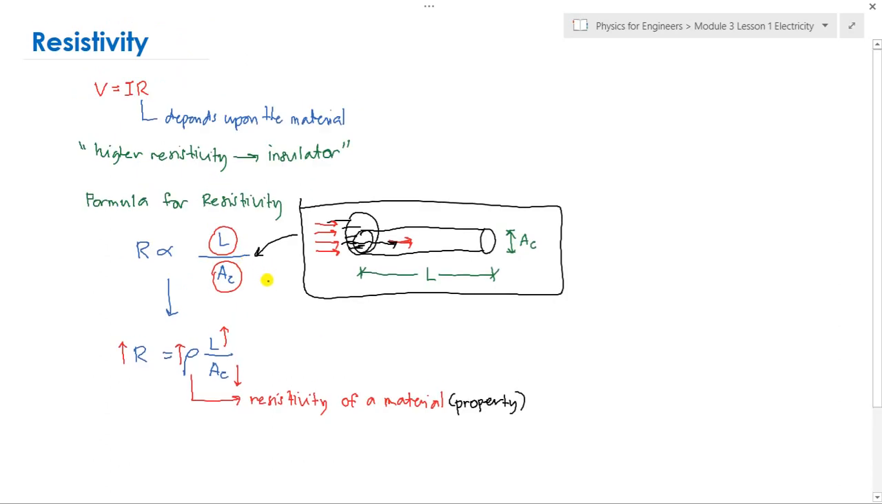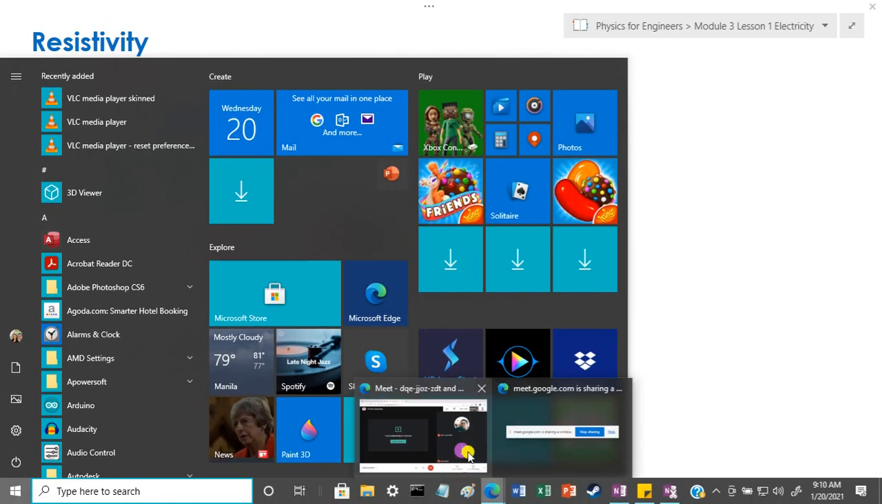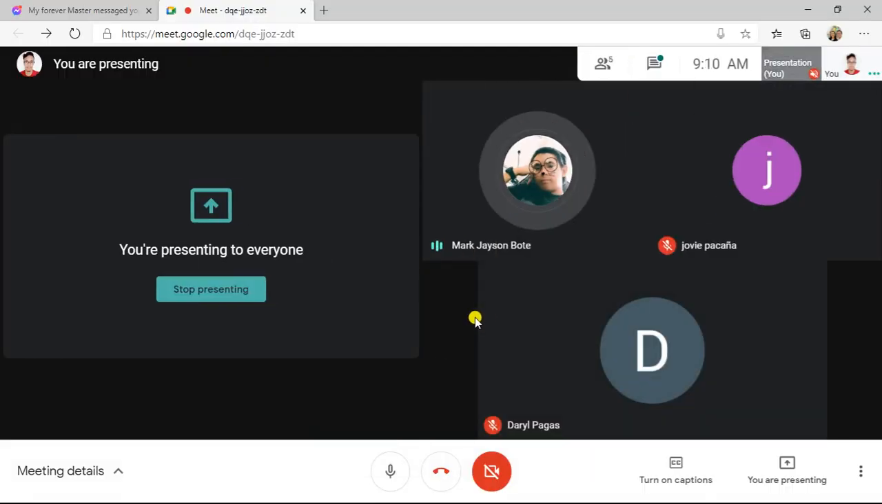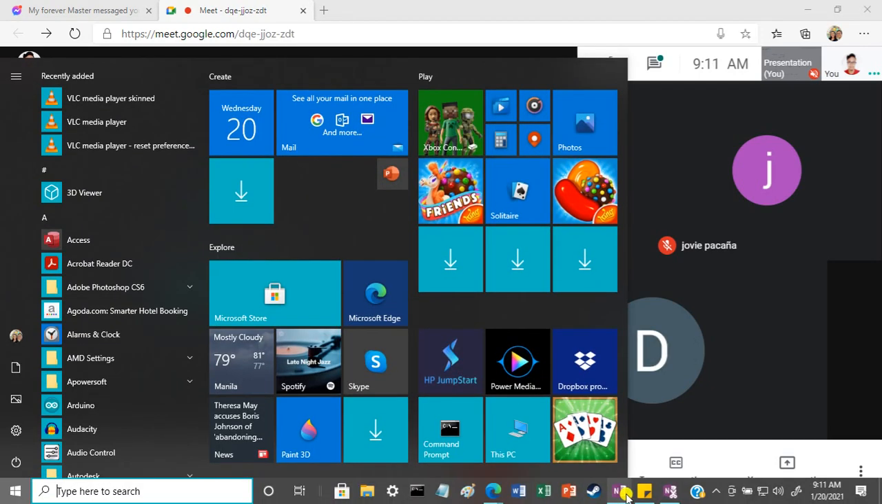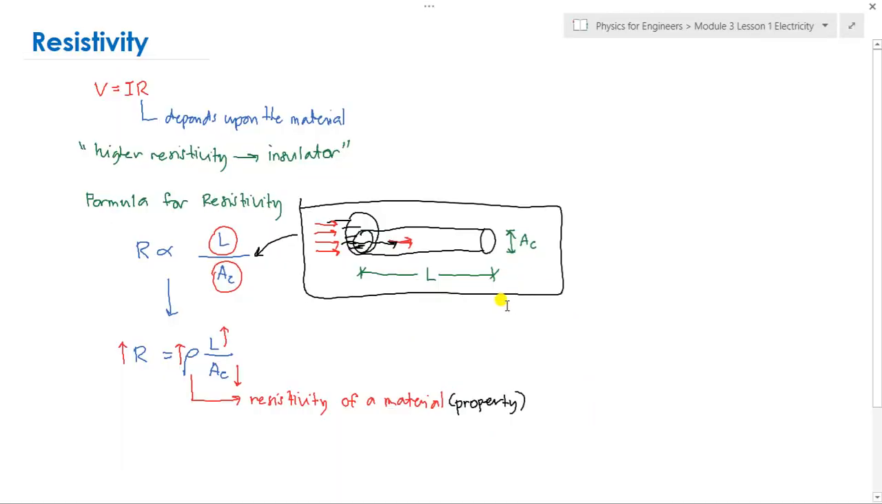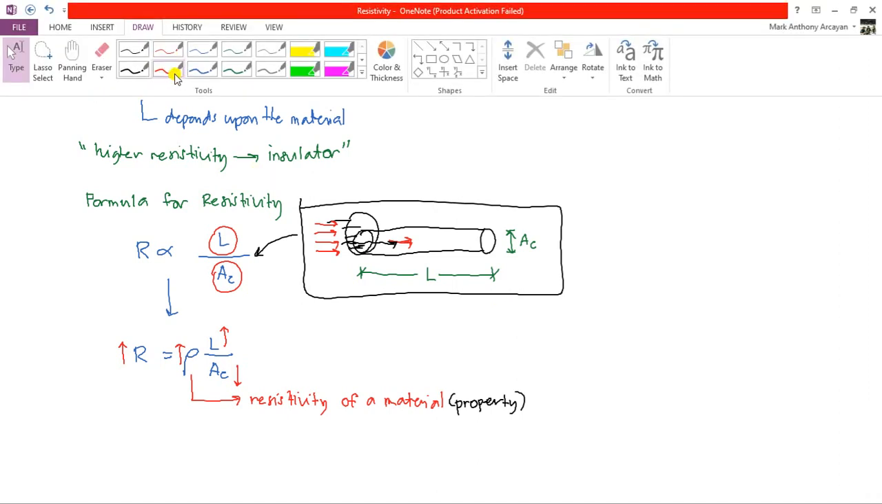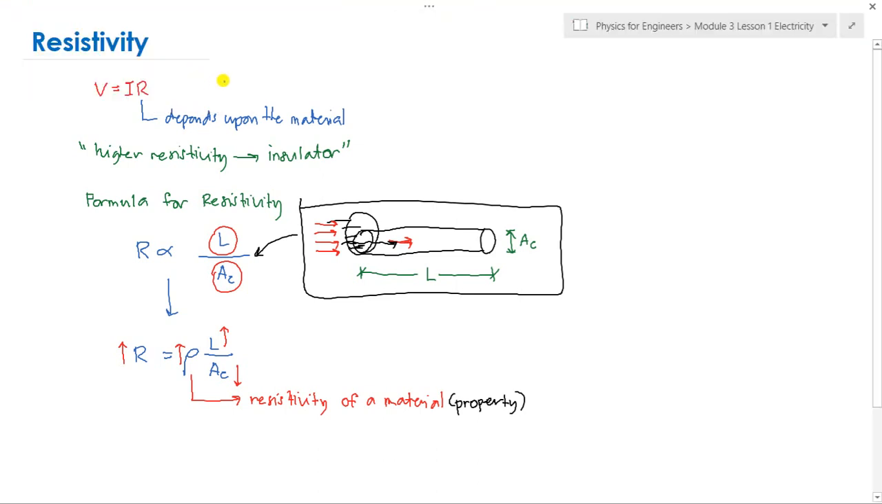Are you still following? Okay. So this is resistivity. Take note of resistivity. And if you noticed in the previous slide, right?